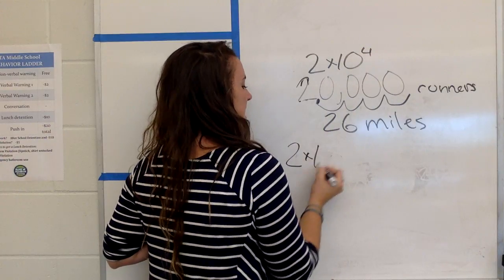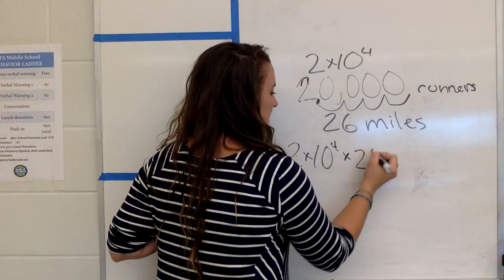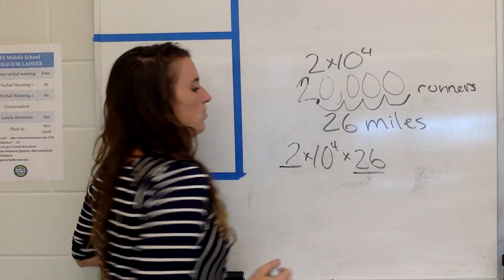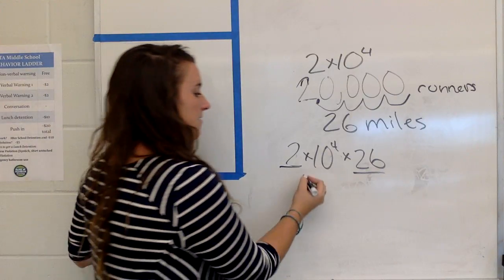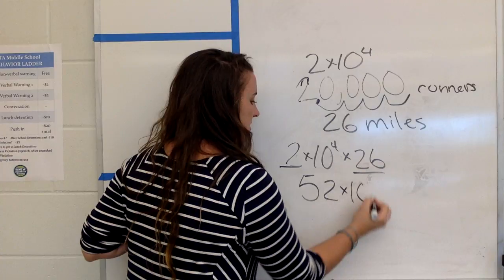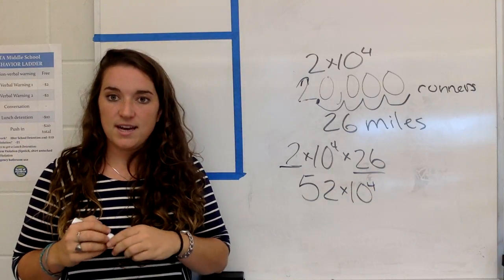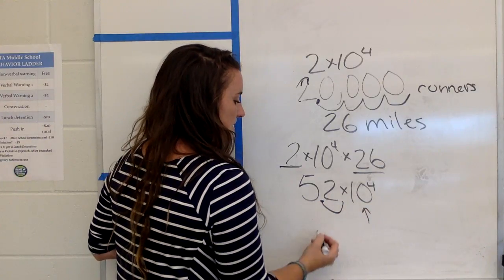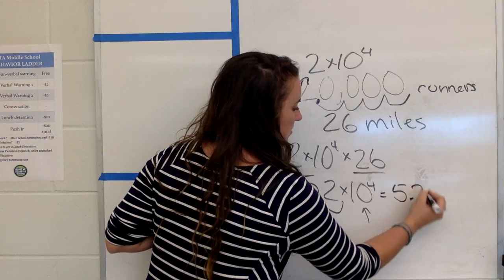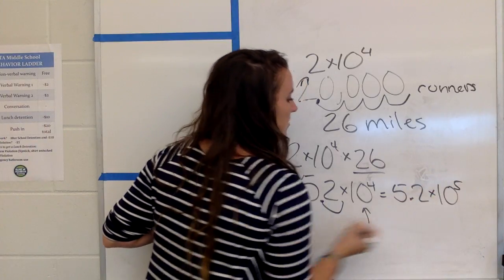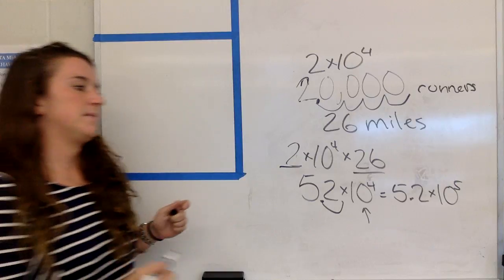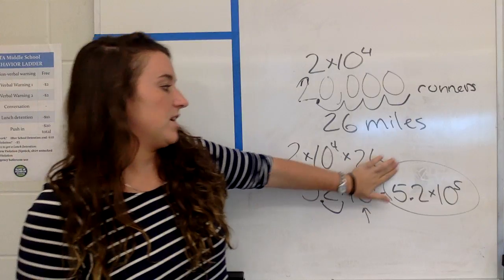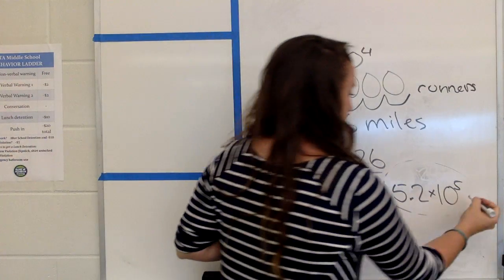So I have 2 times 10 to the 4th times 26. This is all multiplication, so I can multiply in any order. So I'll do my 2 and 26 first. So now I have 52 times 10 to the 4th. Am I done? Nope, I need to make this one smaller, make this one bigger. I'll end up with 5 and 2/10 times 10 to the 5th power. That's my final answer. Well, not my final answer, but the number of miles they ran.